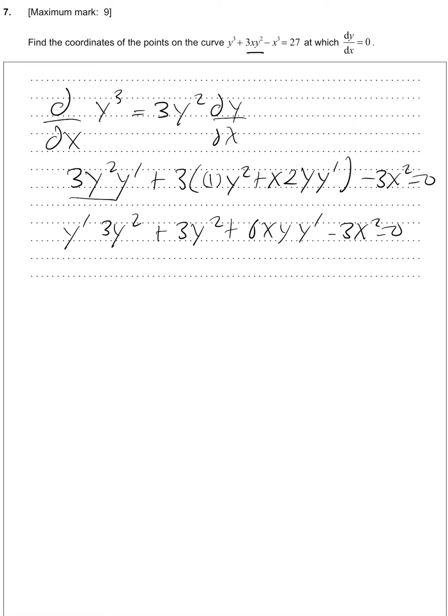So far, so good? Okay. I really could divide everything by 3 if I wanted to at this point. Do you see how we can divide everything by 3? So, do you want to do that, or do you want to not simplify first? I'd simplify first. So here's how, I'm going to divide everything by 3. So I'm going to get y prime y squared, plus y squared, plus 2xy y prime, minus x squared, equals 0. I want to factor the y primes.